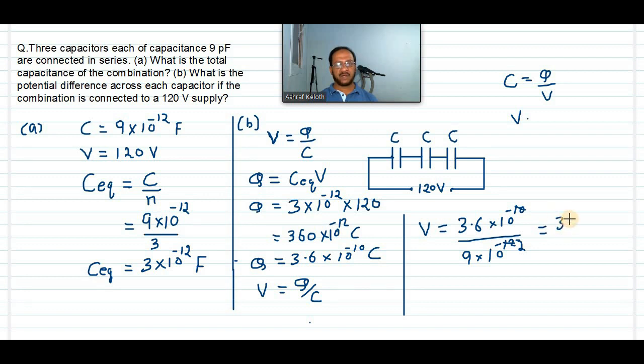That 100 when we multiply with 3.6, we will get 360, correct? Divided by 9. What is 360 by 9? 40 volt. You can see here each capacitor will have a potential difference of 40 volt. Because they have the same capacitance, this is 40 volt, this also 40 volt. Means this 120 is equally divided. When you add these three, 40 plus 40 plus 40, how much? 120 volt. Yes, the applied voltage is equally divided among the three capacitors because they have the same capacitance value.